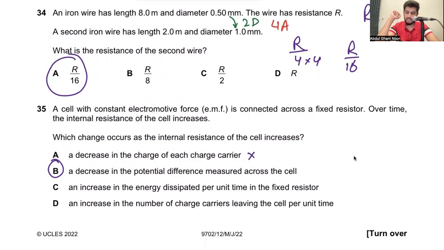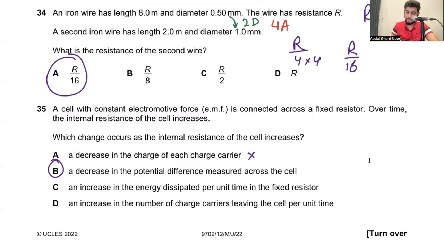C: An increase in the energy dissipated per unit time in the fixed resistor. No. क्योंकि अब फिक्स रेजिस्टर को वोल्टेज ही कम मिलेगा तो फिक्स रेजिस्टर जो एनर्जी डिसिपेट करेगा वो कम हो जाएगी, because the fixed resistor gets less voltage. EMF is independent of internal resistance. Yes, EMF stays constant.